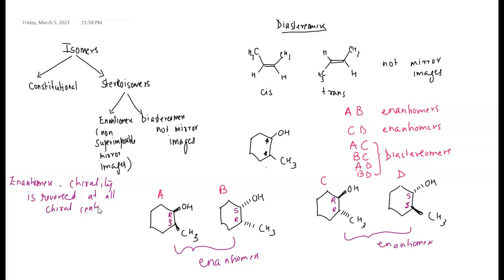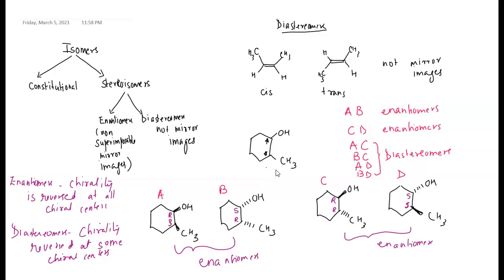And for diastereomers, the chirality is reversed only at some chiral centers. Chirality reversed at some chiral centers, not at all of them, okay? At some chiral centers. And diastereomers have a diastereomeric relationship you see when you have more than one chiral center.